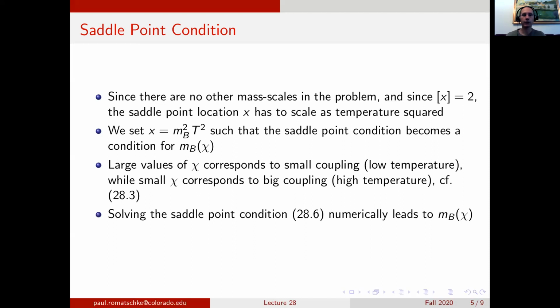Solving the saddle point condition numerically then gives us a result for this mass parameter. We can, of course, convert the result back in terms of a mass parameter as a function of temperature, just using the relation between the temperature and the lambda pole and chi.